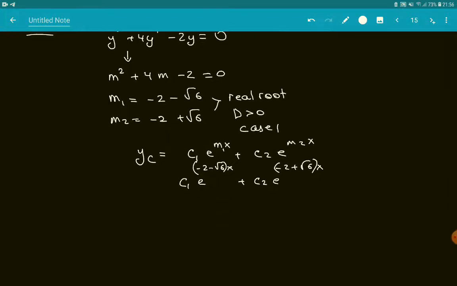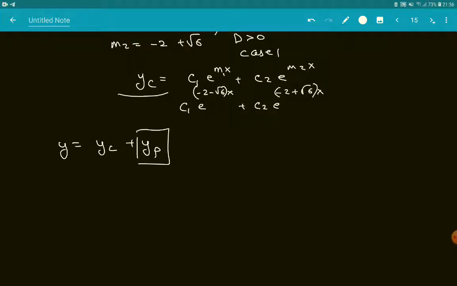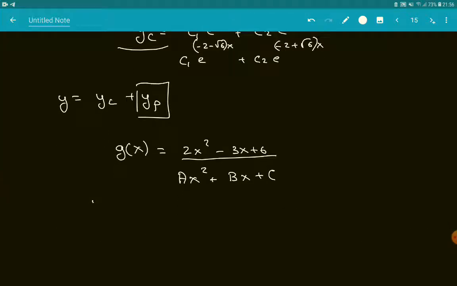So after we know yc, to find y we need to know yp as well, right? So let's find out what is yp. In our question, g(x) is given in the form of 2x squared minus 3x plus 6. As you remember, it's going to be of the form ax squared plus bx plus c. So I just write yp will be in the form of ax squared plus bx plus c.